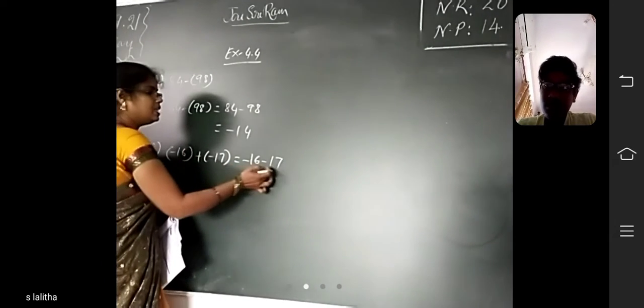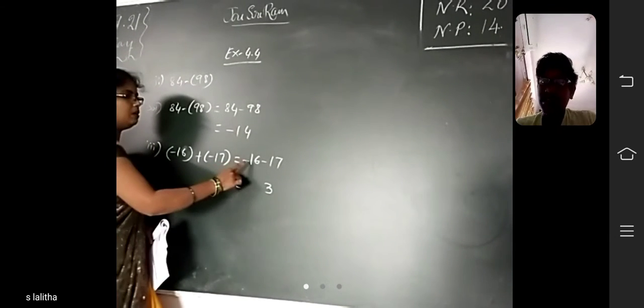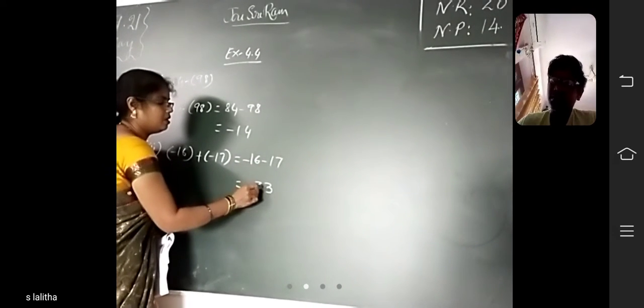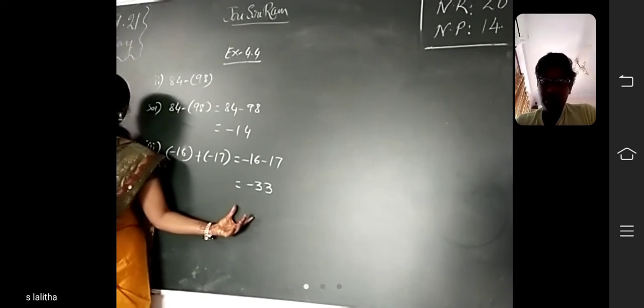Okay. So 6 plus 7, how much? 13. 1 is remaining. 1 plus 1, 2. 2 plus 1, 3. But you have to keep the symbol minus. Minus 33. Okay.